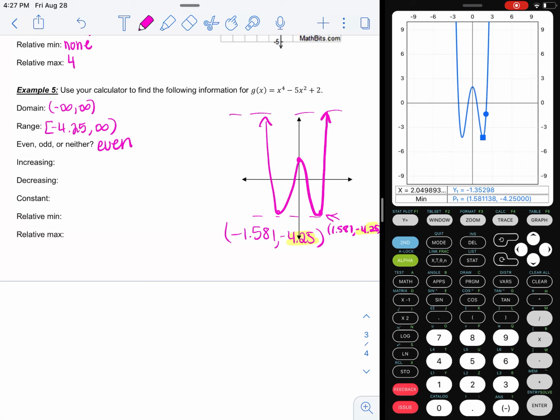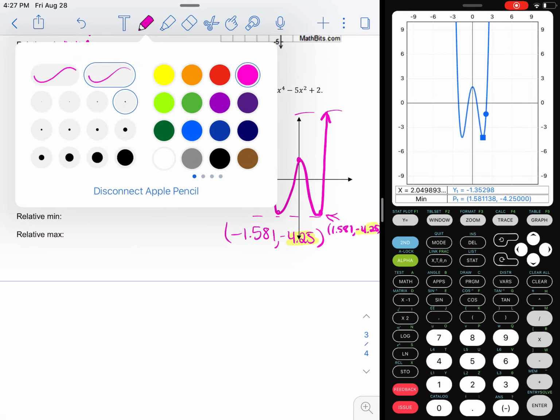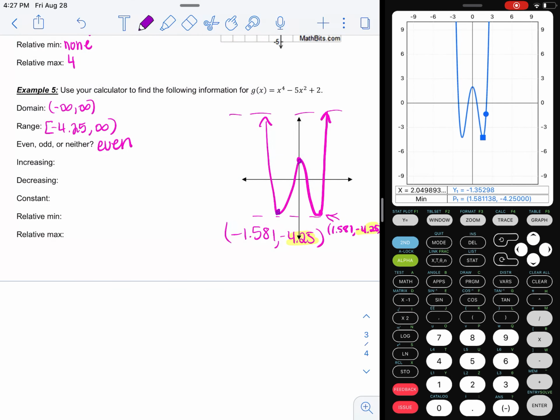Where is it increasing? So it is increasing. Let me put it in a different color here. It is increasing from here to here and from here to this arrow. So I need to know the domain of those two pieces. The first purple piece that I traced is from negative 1.581 to 0, union, and then the other piece is from 1.581 to infinity.